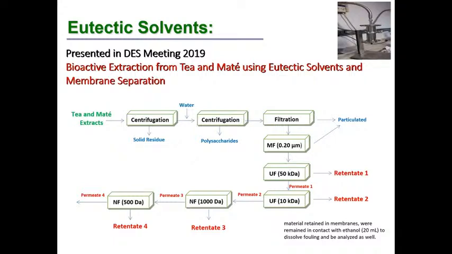The retentate here is not exactly a retentate, it's not liquid. It's just everything that has been fouling the membrane. So to analyze that, we put the membrane in alcohol, ethanol, to dissolve every particulate, every polyphenol there, and then we put it under fixed volume, 20 milliliters, and then analyzed.